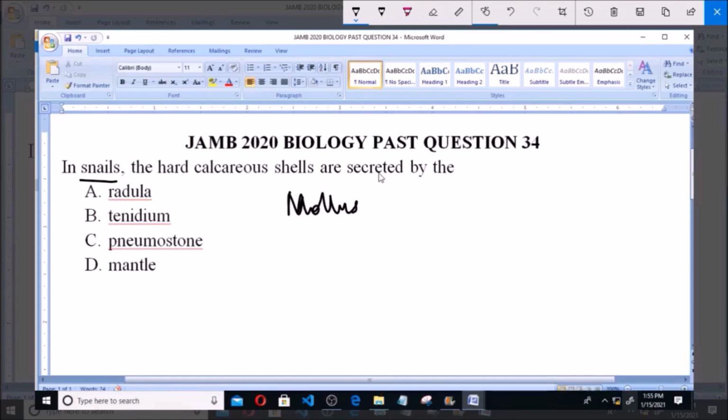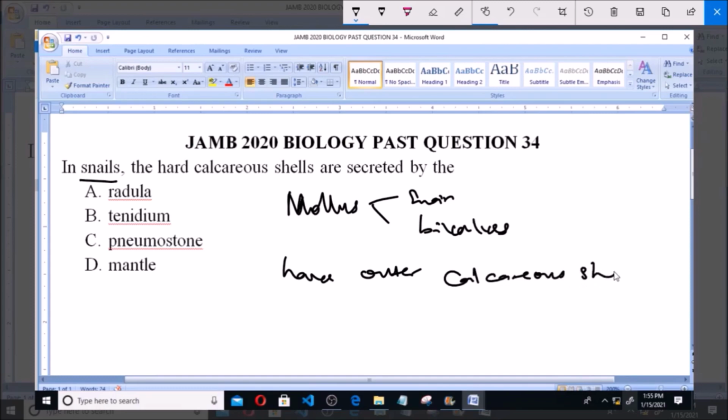Mollusks include snails. We also have the bivalves. These are mollusks. Now, many mollusks such as snails and bivalves have outer calcareous shells. The essence of these calcareous shells is just for protection, to protect the delicate parts of the snail, or to protect the delicate parts of all mollusks.